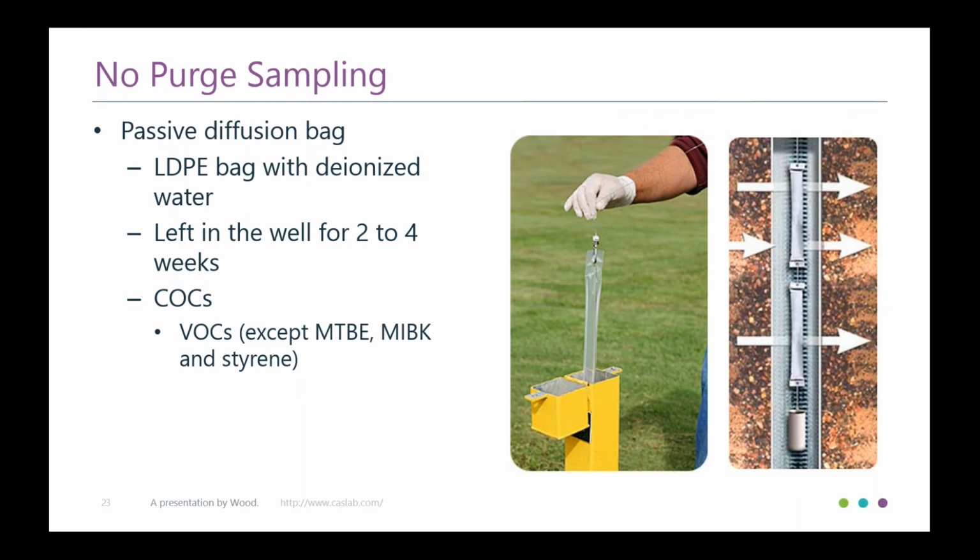There are probably a few others. And you can stack them in the well, again, to get those gradients. If you have a 20-foot well, you can put one at the top to see, are your contaminants shallow, and one at the bottom to see if you have that gradient.